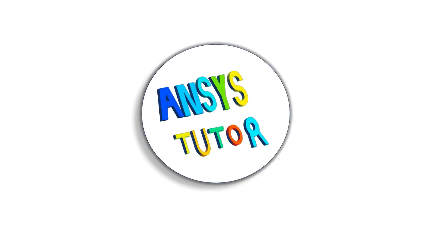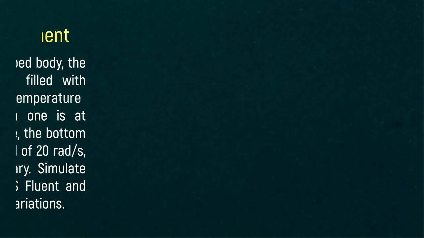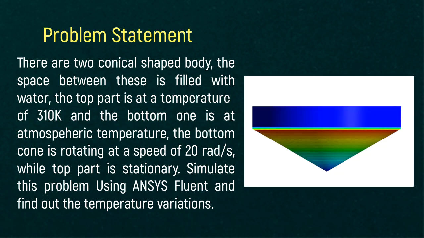In this video, we are going to analyze water flow between a heated stationary cone and a rotating cone. There are two conical shaped bodies. The space between these is filled with water. The top part is at a temperature of 310 Kelvin and the bottom part is at a temperature of 300 Kelvin. The bottom part is rotating at a speed of 20 radian per second in anti-clockwise direction, while the top part is stationary. You need to find out the flow and heat transfer between these two cones.